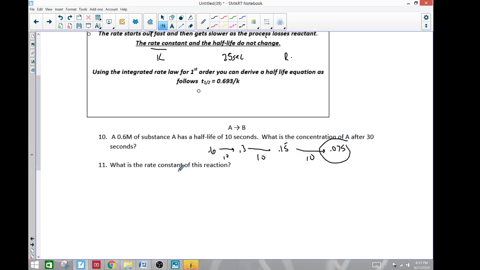What's the rate constant of this reaction? All right, so 0.693 divided by 10 is going to be my new rate constant. All we have to do is move the decimal point, and it's going to get smaller. So 0.0693, that would be in 1 over seconds.